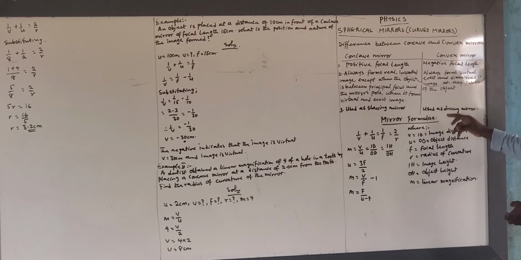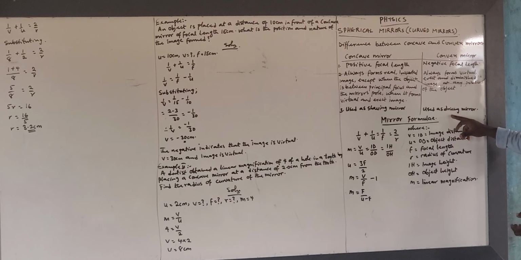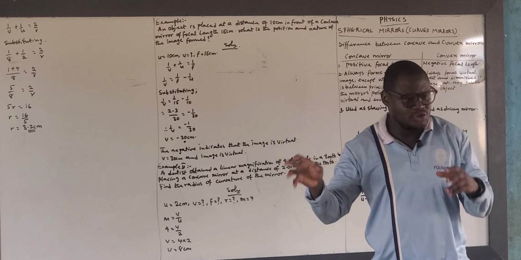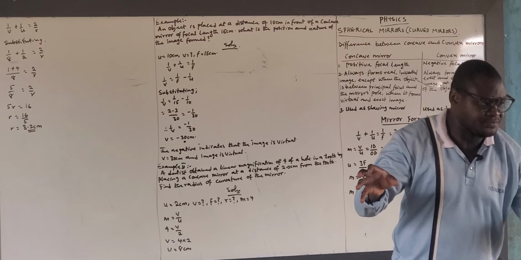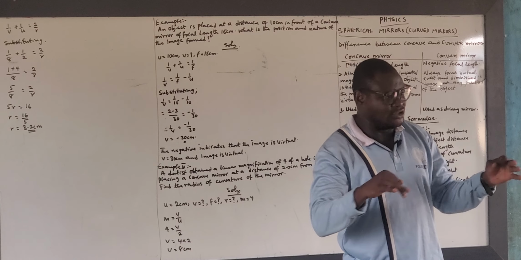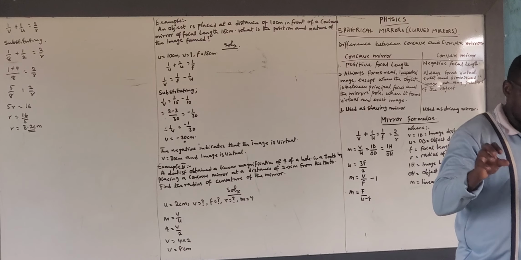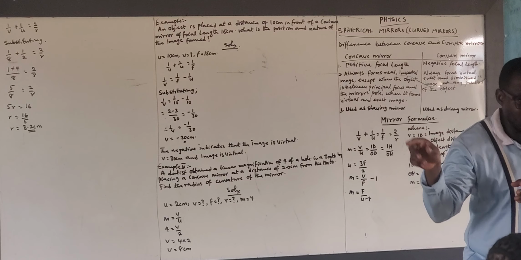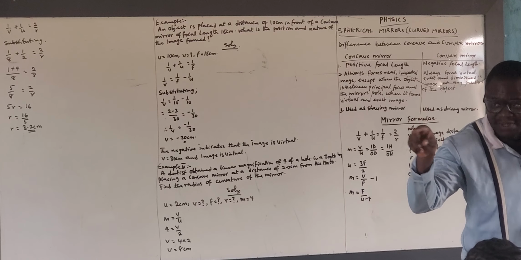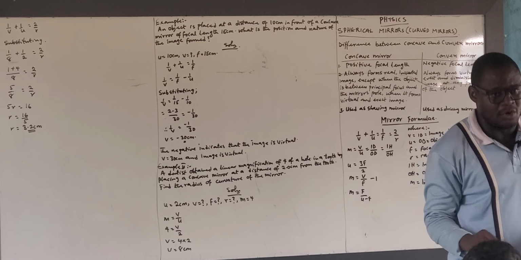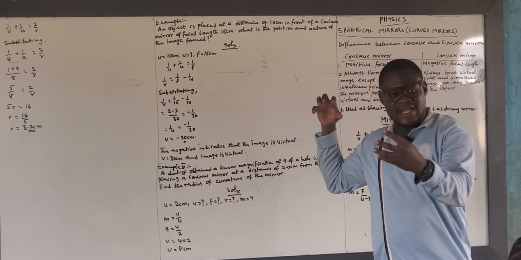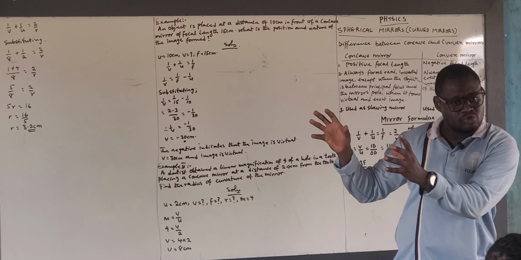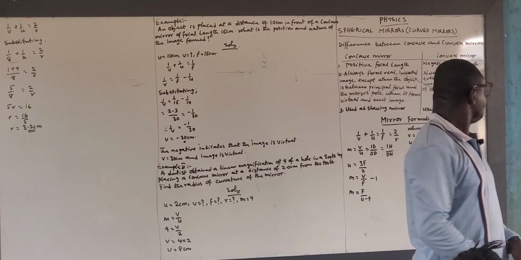Then in convex, it is used as what? As a driving mirror. That is, they normally use it for driving. If you are driving, you need a mirror. There is a small mirror that drivers normally buy. They normally put it beside their plain mirror. So it always brings a far image. It will bring it blunt. That is, they will be able to see it clearly.